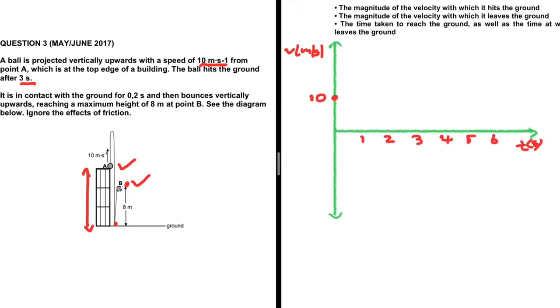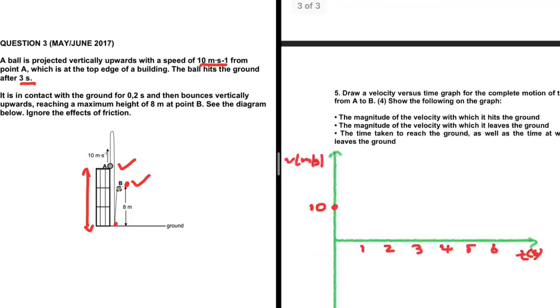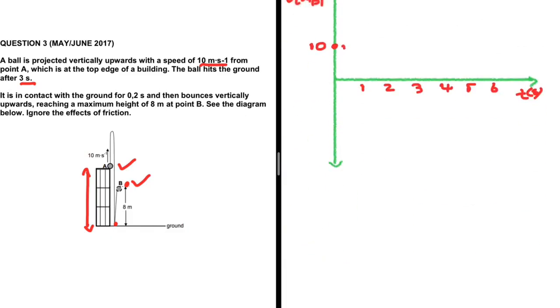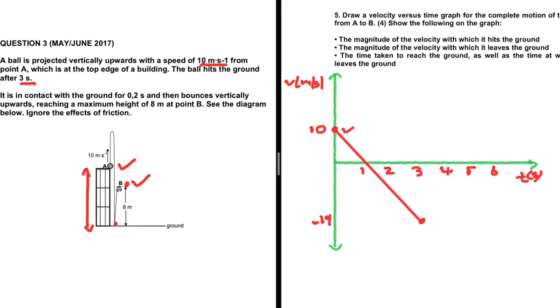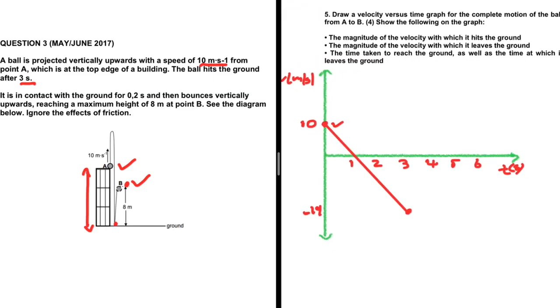As it hits the ground, the velocity is minus 19.4. Okay, so if 10 is somewhere here, then minus 19 should be somewhere here, right? So in 3 seconds, this is what we have. Our object is striking the ground. So let me just go ahead and join those 2 dots for the sake of clarity. It is in contact with the ground for 0.2 seconds.